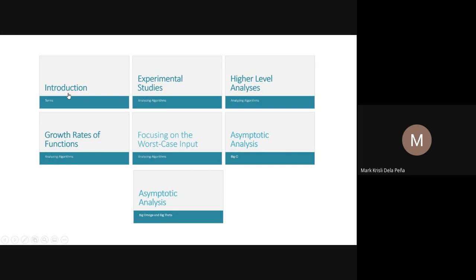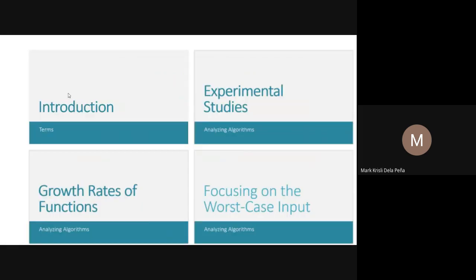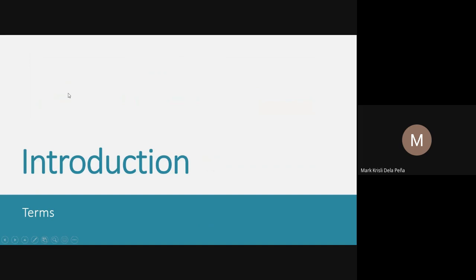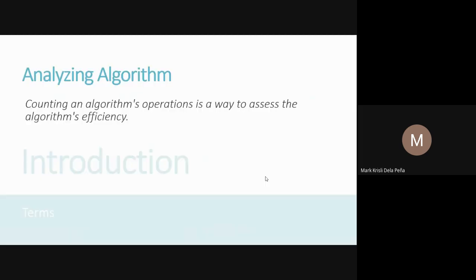Let's start first with some terms that we need to know when analyzing algorithms. In analyzing algorithms, we count the operations in order to assess its efficiency. The discussion for this section is taken from the book of Carrano, which is Data Abstraction and Problem Solving with C++, Walls and Mirrors, 5th edition.